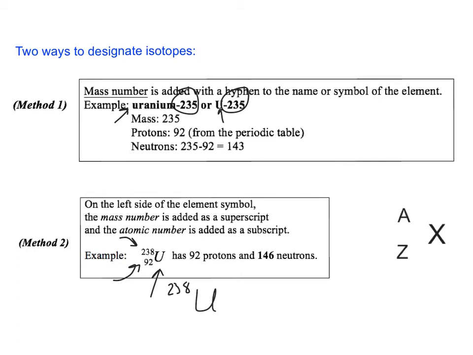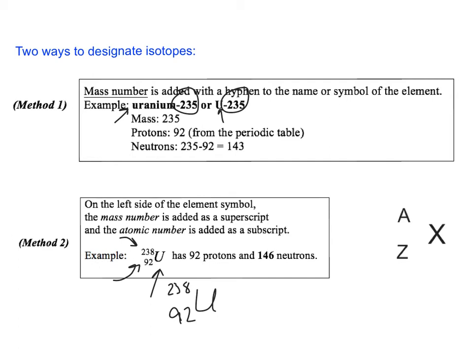You can still figure out the number of protons. If you look at the periodic table, you'll find the box that says U. You'll look at the top and it'll say 92, in which case, oh, you know that there's 92 protons in there. You know the atomic number.